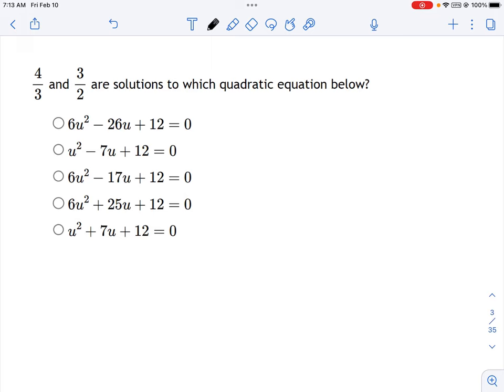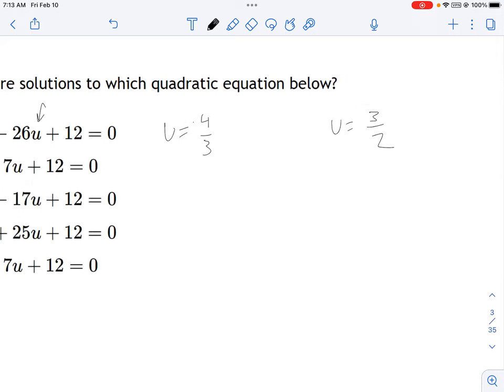Okay, so for this one, we have two solutions. U is the variable, so I'm going to say U equals 4/3 and U equals 3/2. If we wanted to back solve this, if we wanted to get 0 here, I would multiply both sides by 3, because that would clear the fraction, and we have 3U equals 4. This is a positive number, so we would move it with subtraction, and we get 3U minus 4 equals 0.